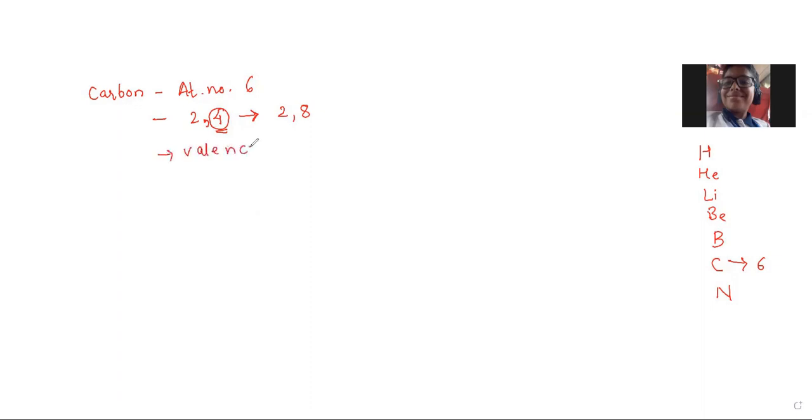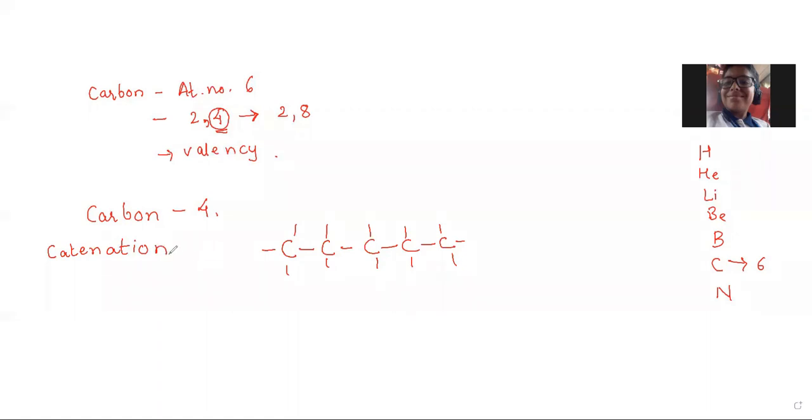Now carbon has a valency of 4, and carbon can combine with itself. Carbon can combine with another carbon, with another carbon, and so on. Like this, n number of carbon atoms can be joined together to form a long carbon chain. Such a property of carbon to combine with itself is called catenation. It is a unique property of an element to combine with itself. For example, this is carbon atom number 1, this is 2, this is 3, 4 and 5. Like this, n number of carbon atoms can join together to form a long carbon chain.